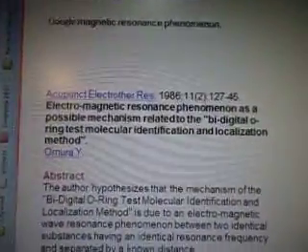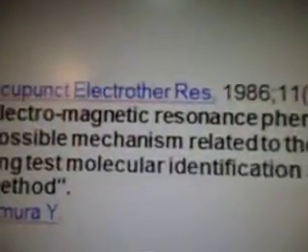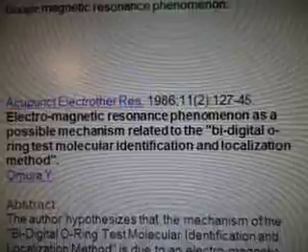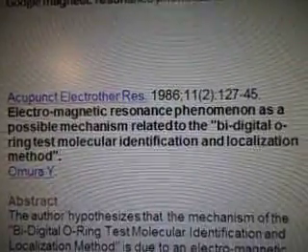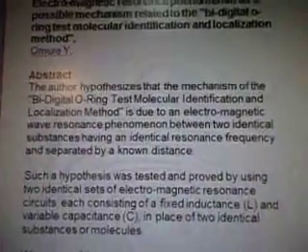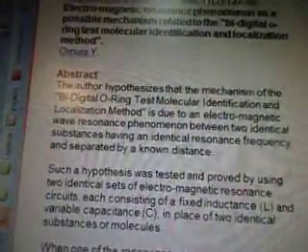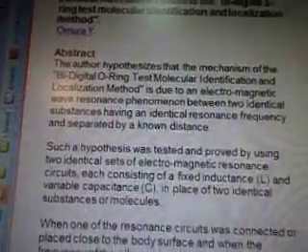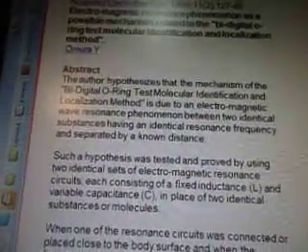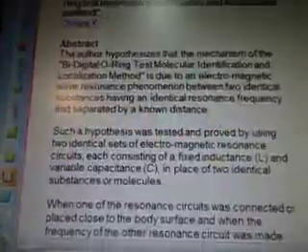So the next thing I googled was magnetic resonance phenomena. And this is what came up. Acupuncture: electromagnetic resonance phenomena as a possible mechanism related to the bidigital O-ring test molecular identification and localization method. Abstract. The author hypothesizes, so it's a thought, that the mechanism of the bidigital O-ring test molecular identification and localization method is due to electromagnetic wave resonance phenomena between two identical substances having an identical resonance frequency and separated by a known distance.